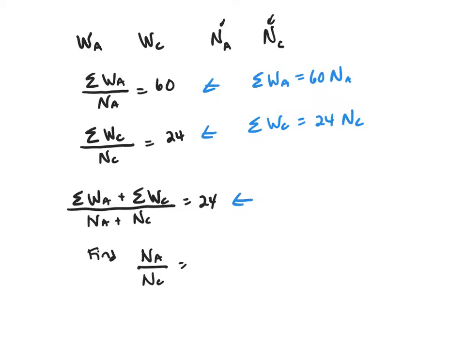So sum of W sub A is 60 N sub A. Sorry, that's 60 capital N sub A, and then this is 24 N sub C, all over N sub A plus N sub C. See, I've got all N As and N Cs now, and we know that equals 30.